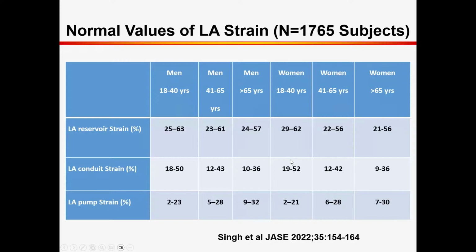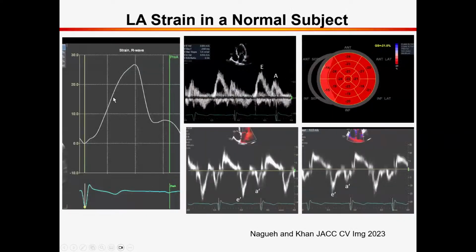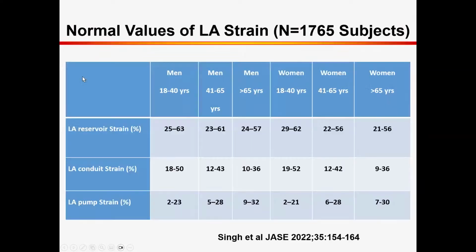Let me show you what I mean. This is a normal subject. If we look at their mitral inflow, it looks normal. Annular velocity is pretty high, 15 plus on the lateral side, approaching 15 on the septal side. Global strain normal, 21%. And then you look at the LA strain, you have a value that is in the middle of the 20 to 30 range. If we go to the previous table, it falls in the normal range, albeit in the lower limits.